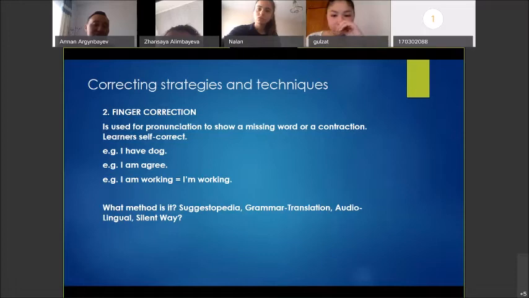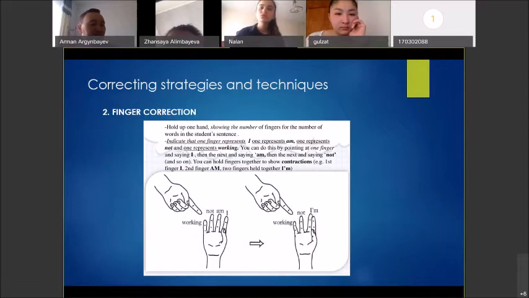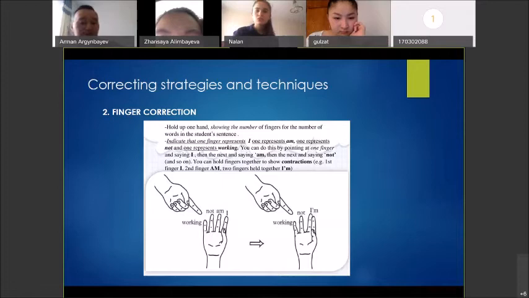All right, so let's go back to our models, correction techniques. So here is a description of how we can use it, yeah? So I'm working. Actually, I showed you, yeah? Here, yeah. Or another example.